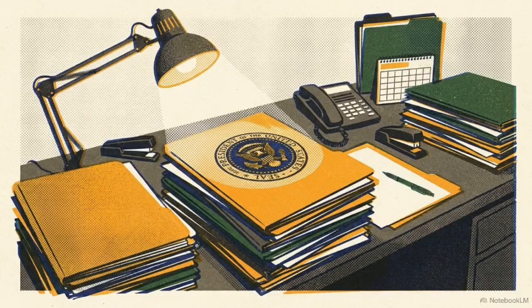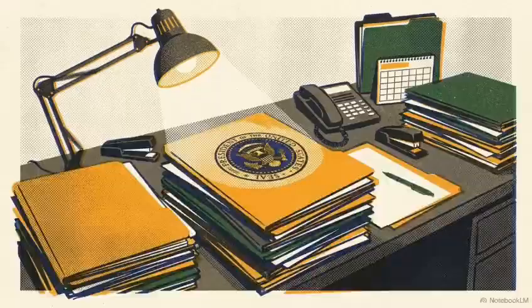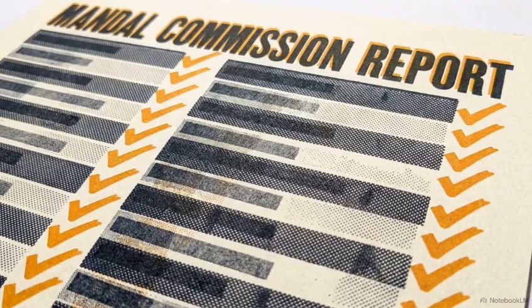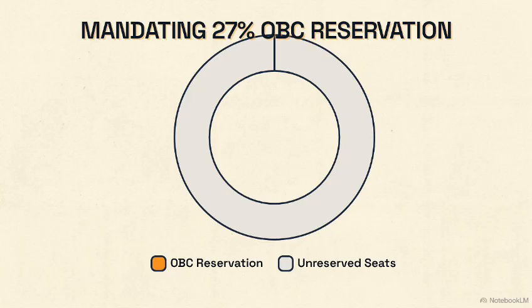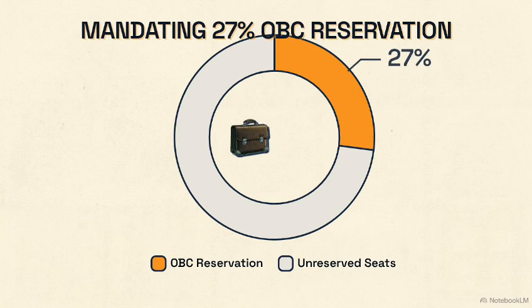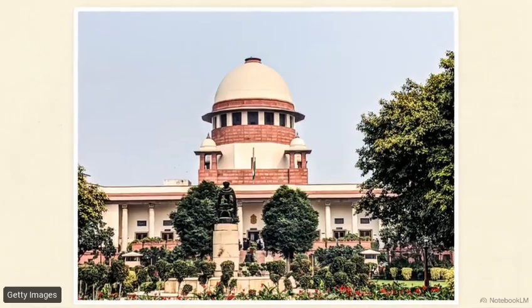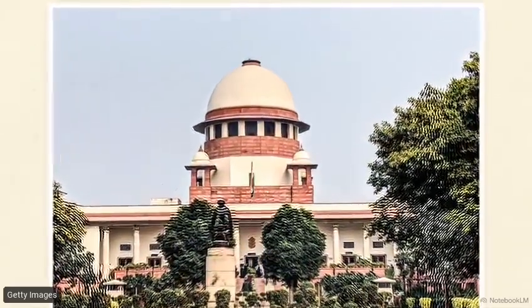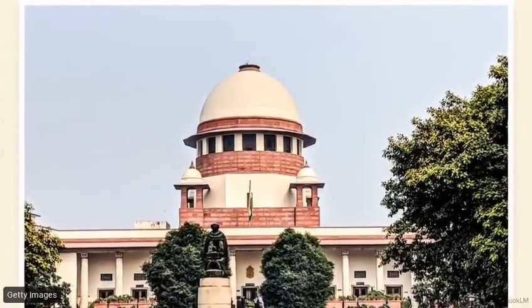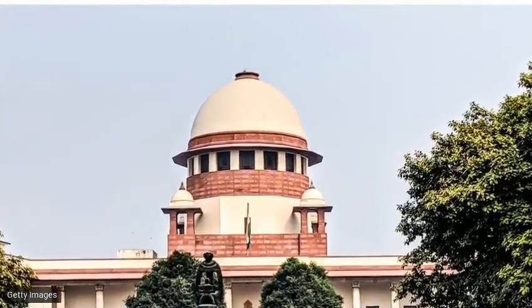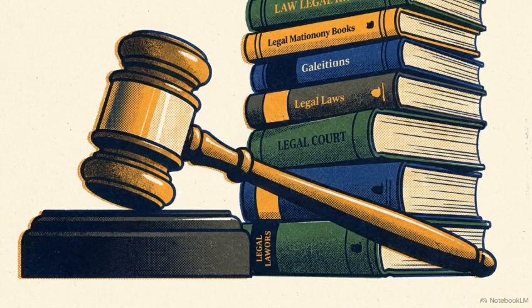The integration of economics into this system began in the late 20th century. In 1980, the Mondal Commission identified over 3,700 groups as other backward classes, or OBCs. To improve representation for these groups, the Commission recommended a 27% reservation in government jobs and educational institutions. The implementation of these quotas led to the 1992 Indra Sawhney v. Union of India case, the landmark judgment that defines the boundaries of the reservation system.